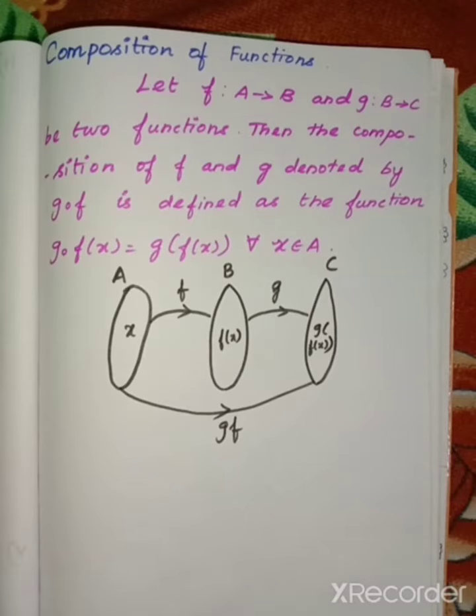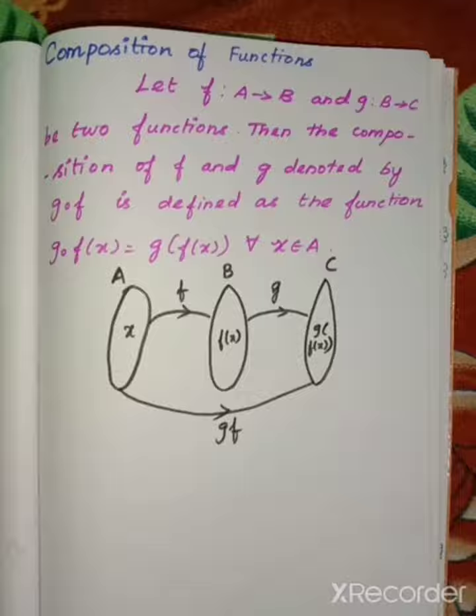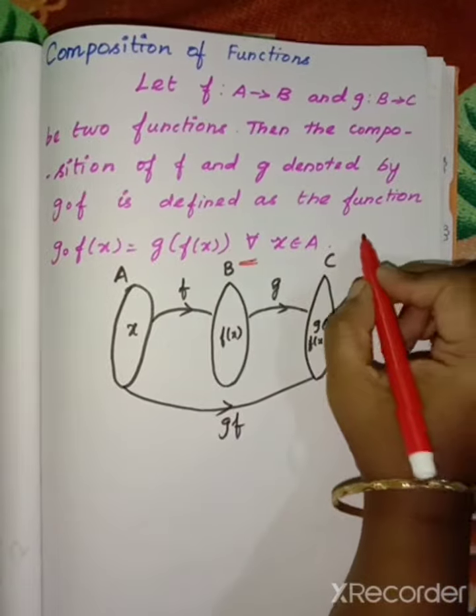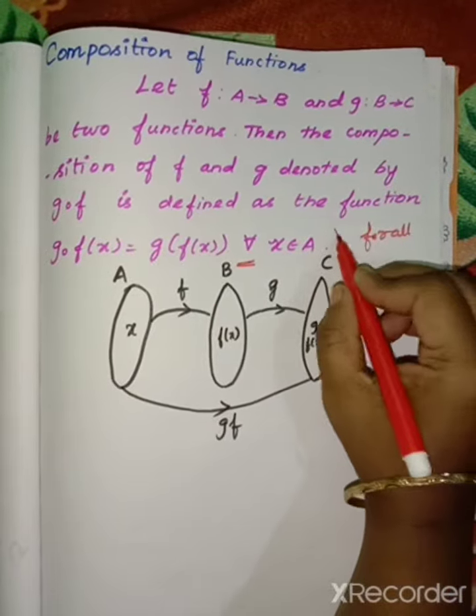Next topic, composition of function. See the definition. Let f from A to B and g from B to C be two functions. Then the composition of f and g, denoted by g of f, is defined as the function g of f of x equal to g of f of x, for all x belongs to A. The symbol is for all, and we have to read it as for all.